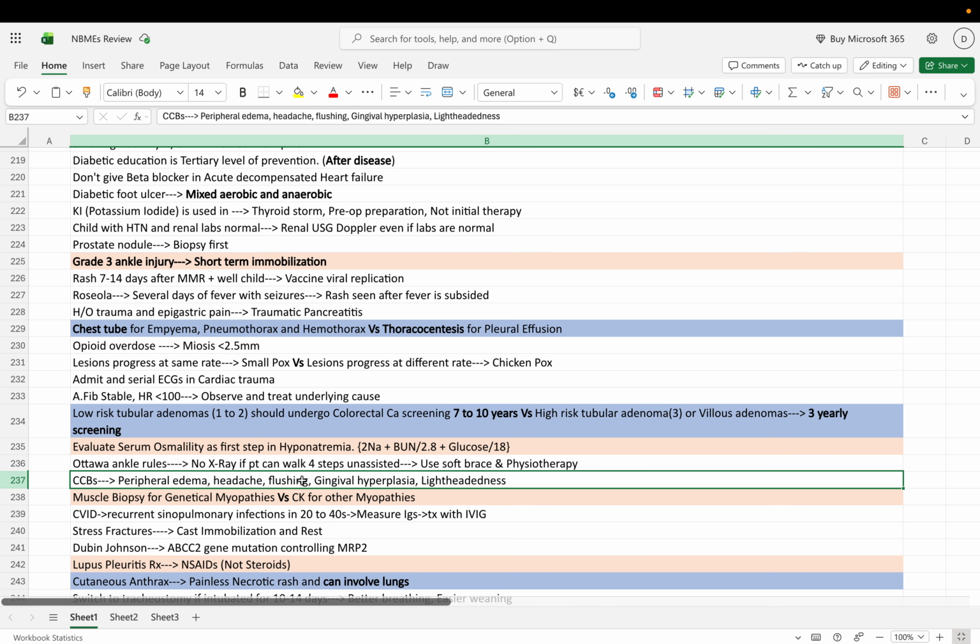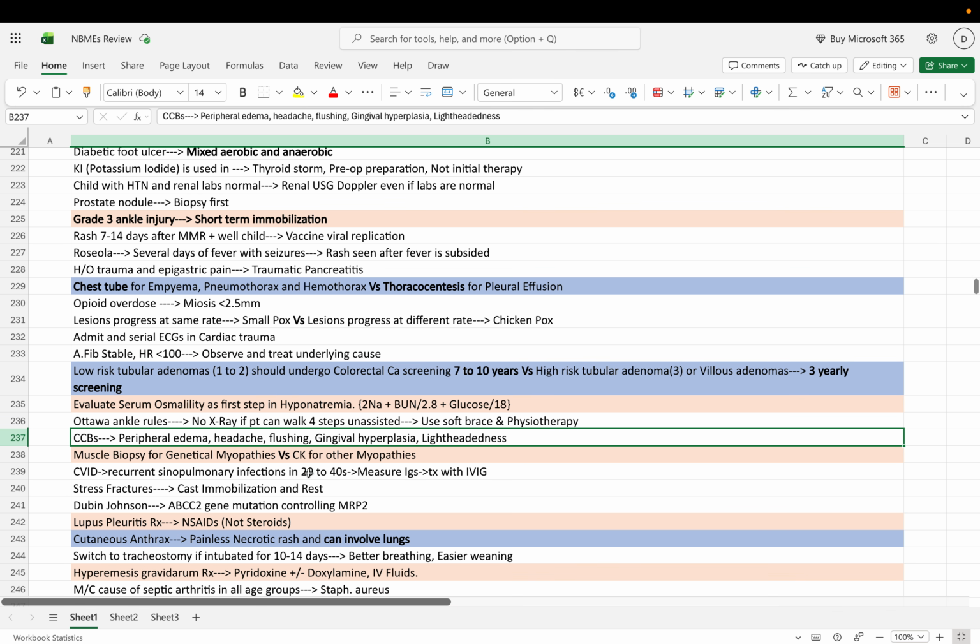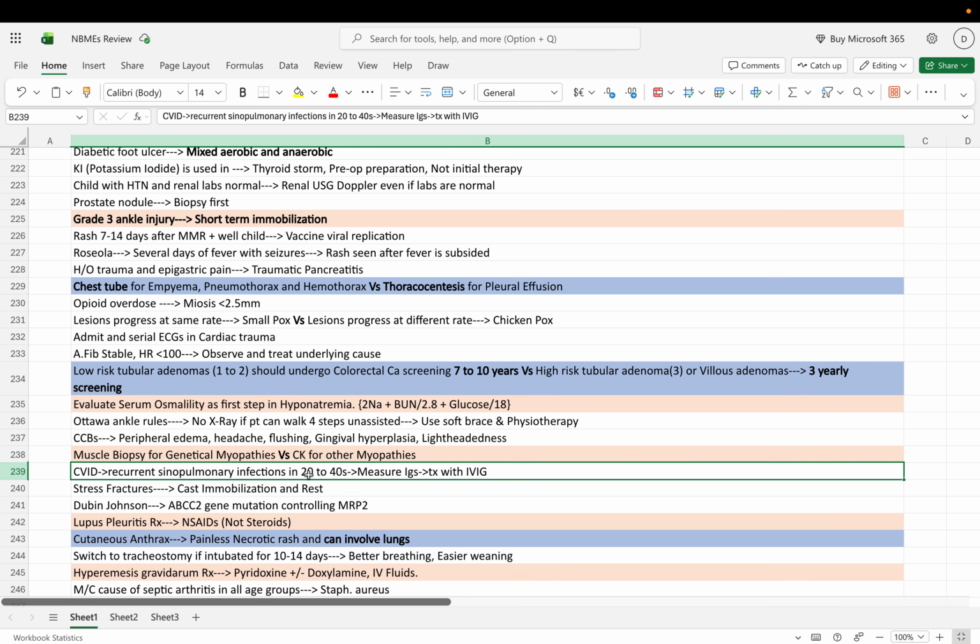These are the side effects of calcium channel blockers: peripheral edema, headache, flushing, gingival hyperplasia, lightheadedness. And this topic also gets repeatedly asked in almost every NBME. Common variable immunodeficiency. Recurrent sinopulmonary infections seen in 20s to 40s. Measure immunoglobulins and the definitive treatment is replacement with IVIG.